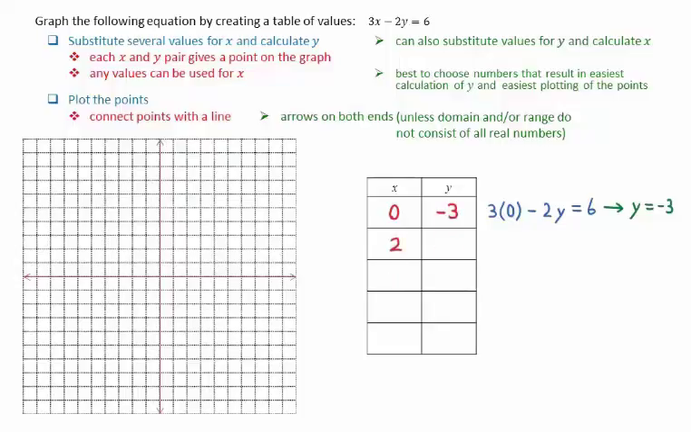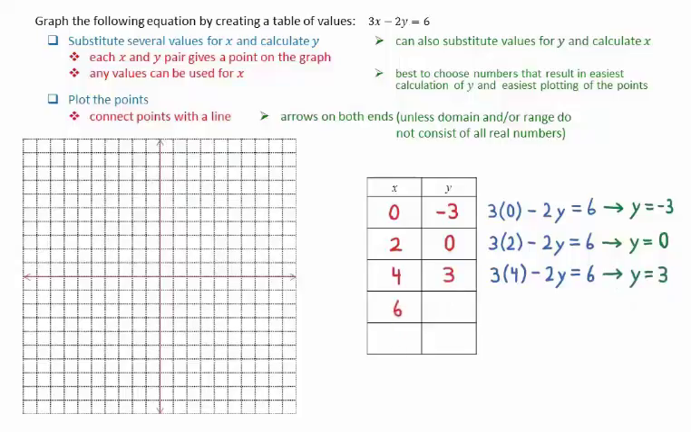For x equals 2, substitute 2 in place of x, and we find that y equals 0. For x equals 4, we end up with y equals 3. For x equals 6, y is equal to 6. And for x equals -2, we get y equals -6. We can now plot all 5 of these points.